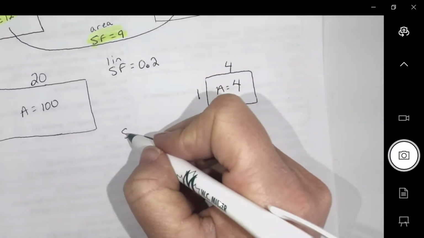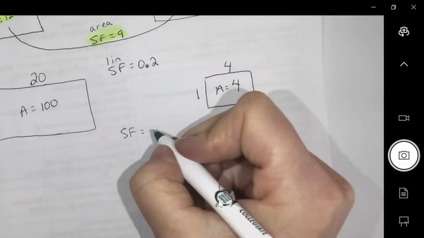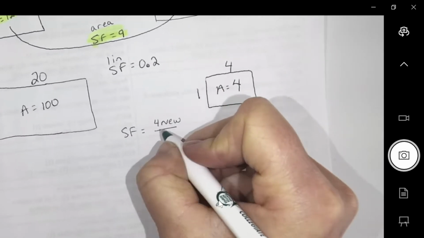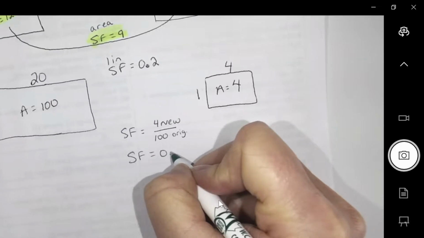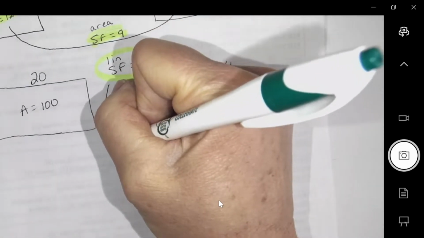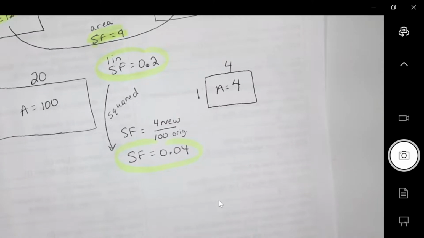Okay, so what's the scale factor? Remember, scale factors are always new divided by original. So if our new area was 4 and 100 was our original area, 4 divided by 100 is a scale factor of 0.04. Did that have the same relationship? Yeah. So they're not going to have the same scale factors when you compare linear with area. The scale factor will always be in a relationship of getting squared. Okay?